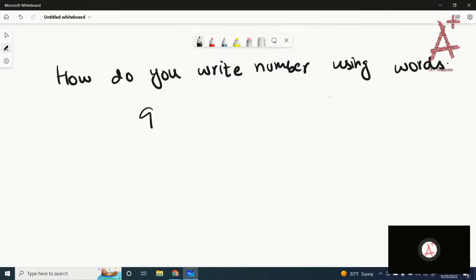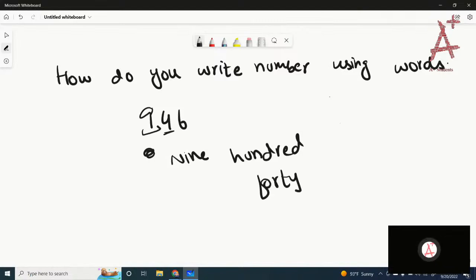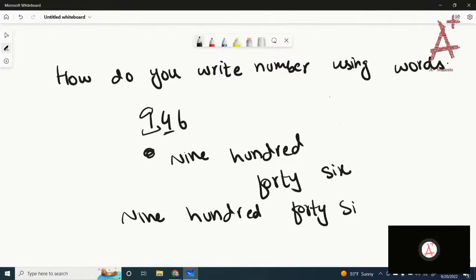Okay, so how do you pronounce this digit? 946. So 9 is at the hundreds position, so you can write 900. Then 4 is at the tens position, so write 40, 940, and then you have 6. So you can write the digit in words as 946. Got it?